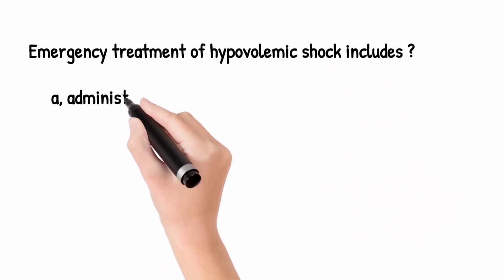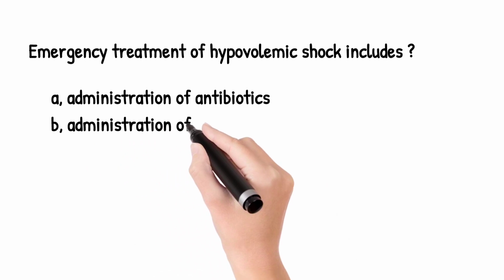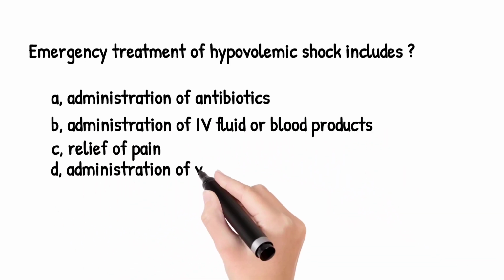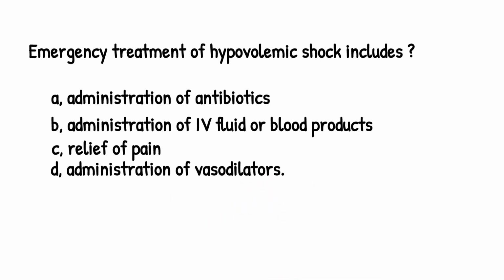Emergency treatment of hypovolemic shock includes option A administration of antibiotics, option B administration of IV fluid or blood products, option C relief of pain, option D administration of vasodilators. The answer is option B administration of IV fluid or blood products.